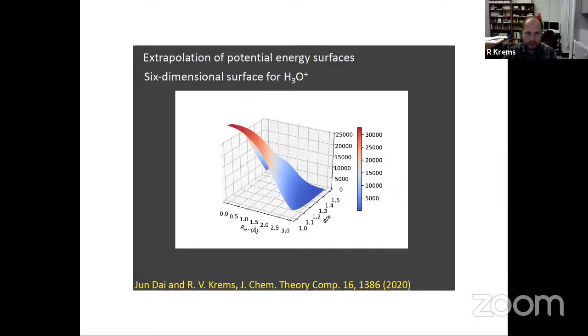Let me show you another example. So this is from the work of Jun Dai, one of my graduate students, who's been building potential energy surfaces with Gaussian processes. And again, our focus has been to build the most accurate global potential energy surfaces for polyatomic molecules with as few training points as possible. So this is a 6-dimensional system.